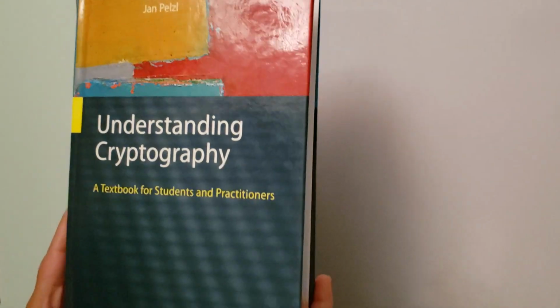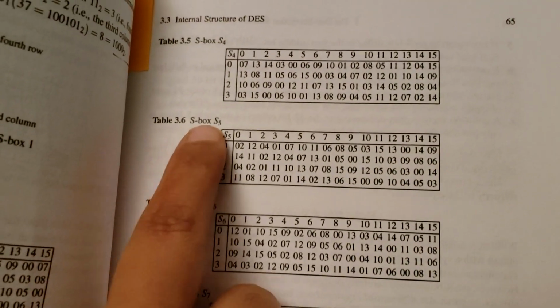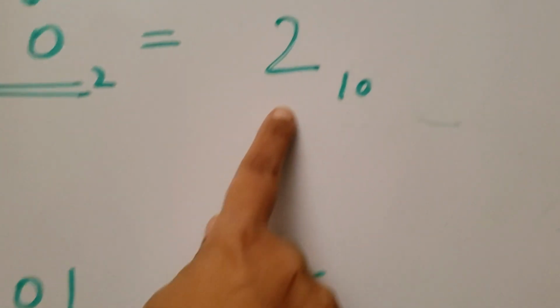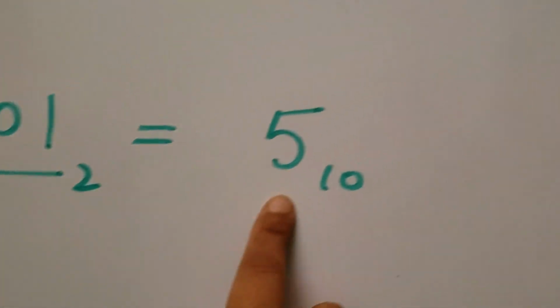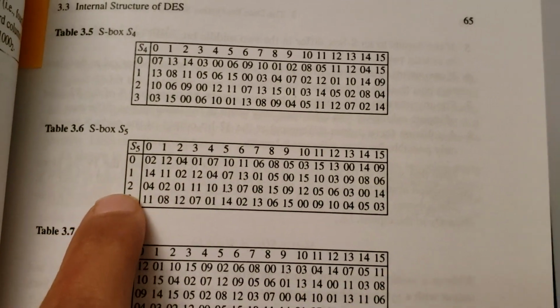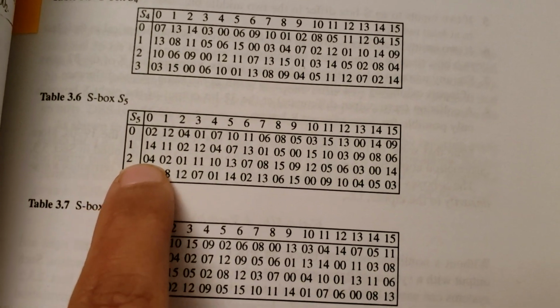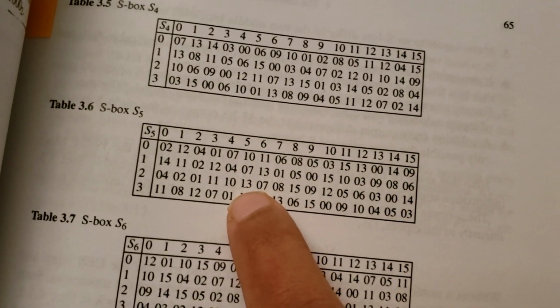Now our reference. Let's look at our textbook, page number 65, table 3.6, S-box, S5. Now our decimal value is 2. So let's look at this column, 2. And the other decimal value is 5. So we'll look for the fifth column here and the row, 2. So 2 row and 5 is 13 on this table.